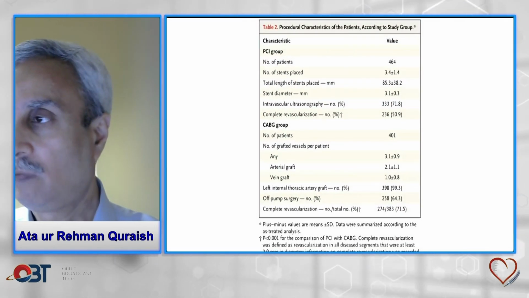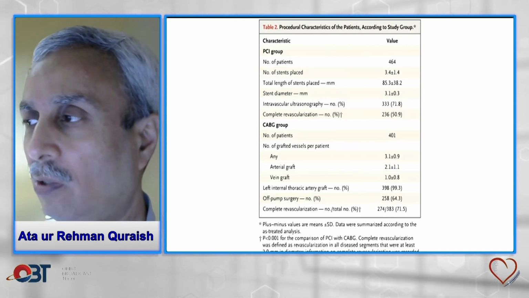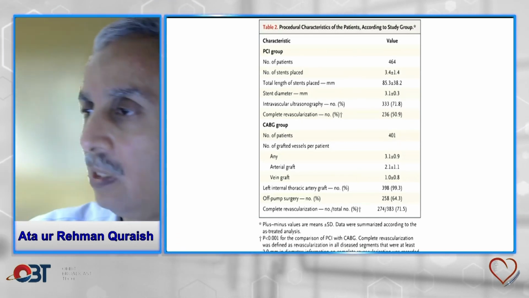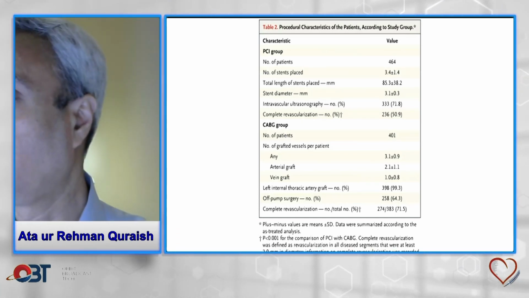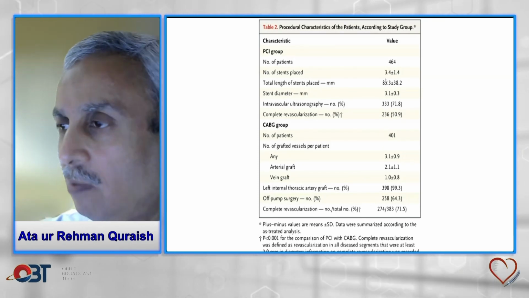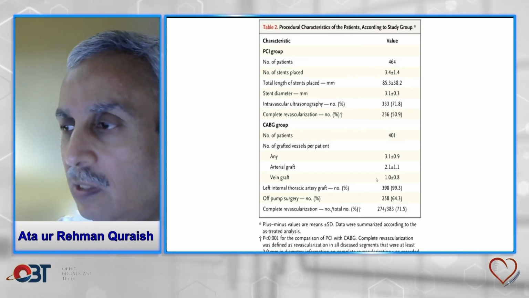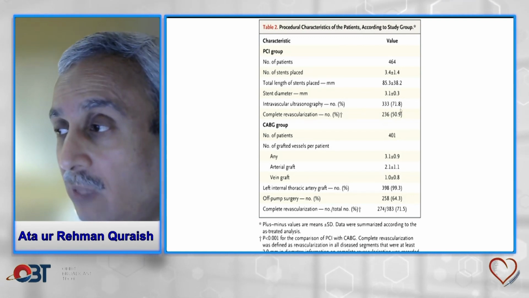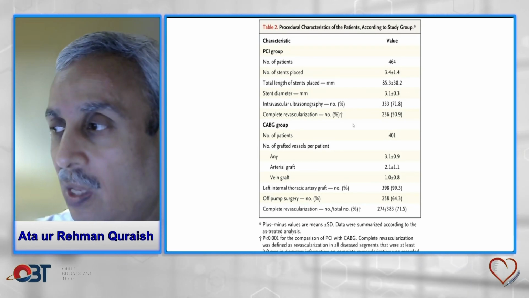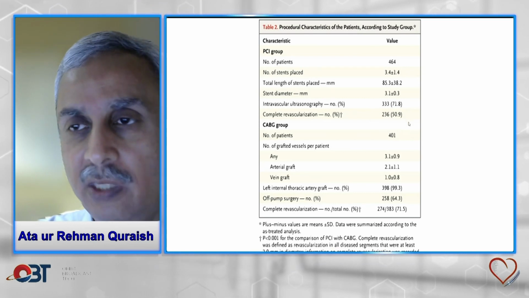It compared patients with multivessel coronary artery disease undergoing PCI versus bypass surgery. Close to 900, 950 patients who underwent the procedure were participating in the study. As you can see, the majority of the patients had more than 3 stents, 3.4 stents, total length of stents close to 85 millimeters. 70%, 71%, 72% had IVUS. But the complete revascularization in the PCI arm was close to 50% or 51% only.